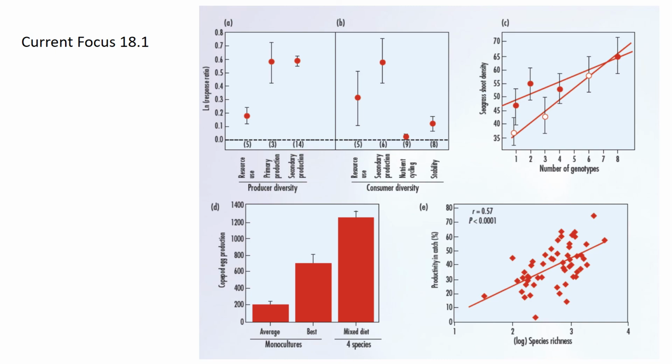And then finally in panel E, this is the response of fisheries production. So productivity in catch is shown on the y-axis, log species richness is shown on the x-axis, and basically in more species rich ecosystems, productivity as shown in catches tends to be higher in those circumstances.